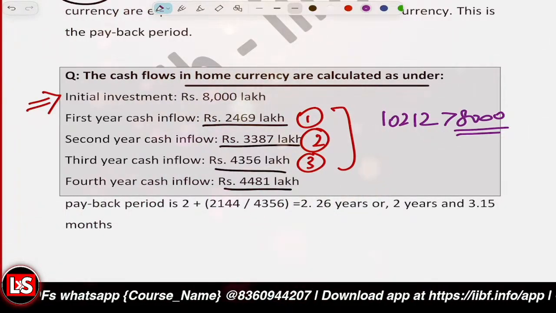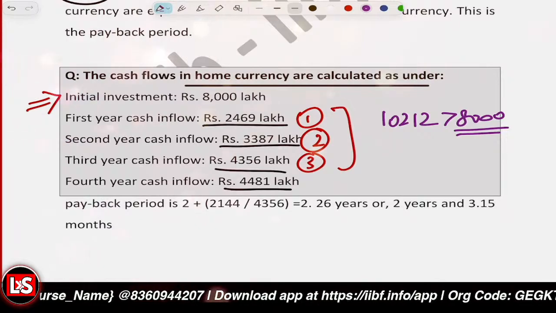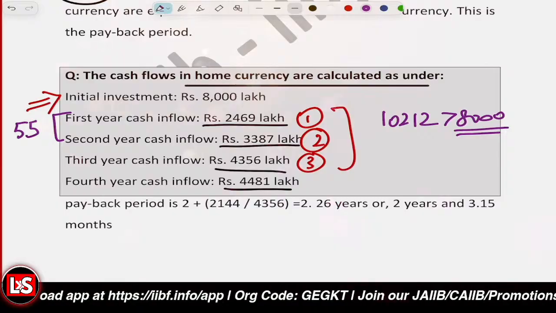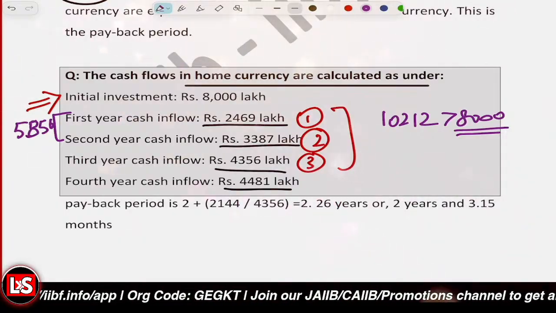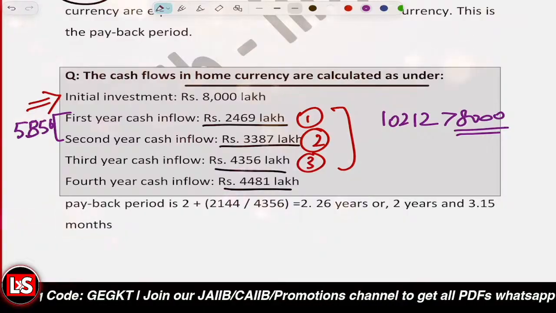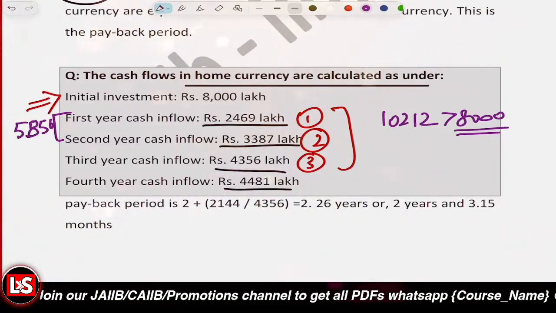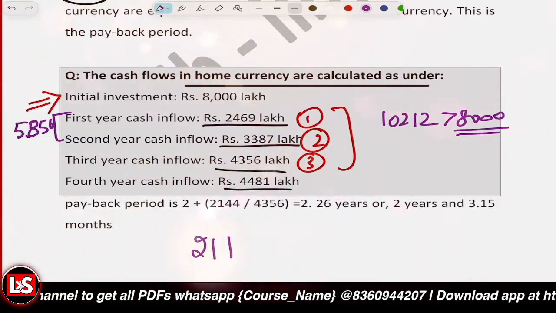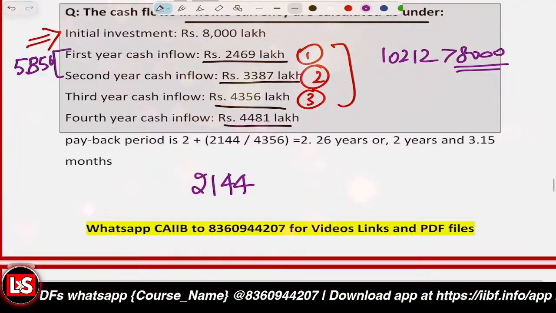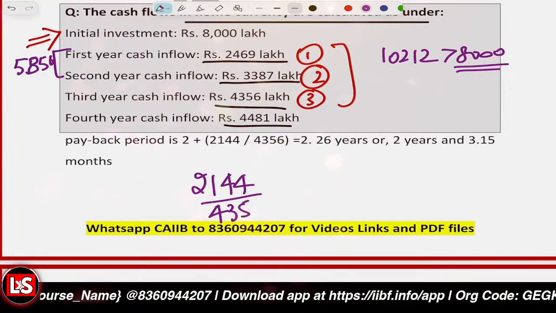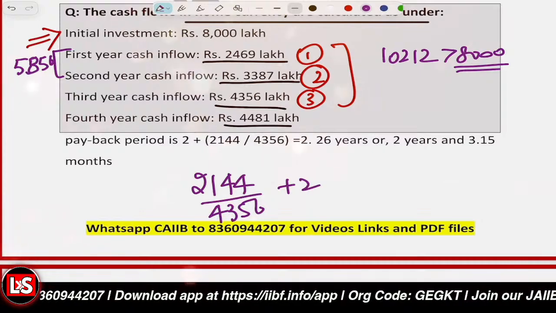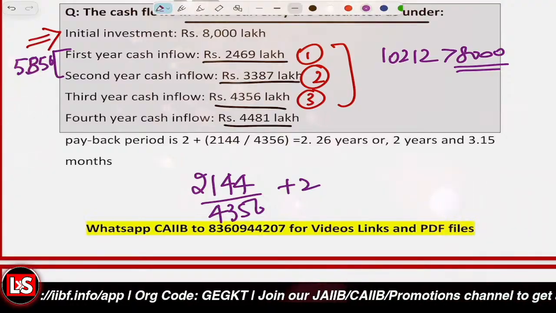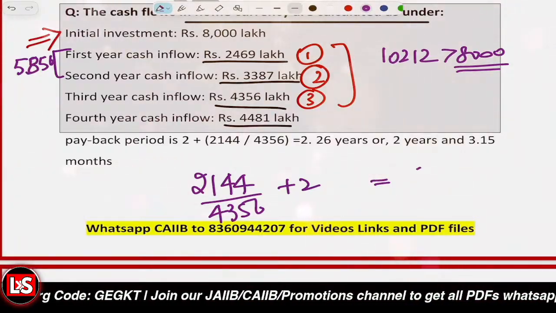So 2469 plus 3387, the first two, the total is 5856, right? So the left amount is 8,000 minus 5856, that is 2144. The 2144 is left. So the 2144 out of the 4356 is to be used. So we'll be getting it as a fraction plus 2. So it is 2144 divided by 4356 and plus 2. So the payback period is 2.492.